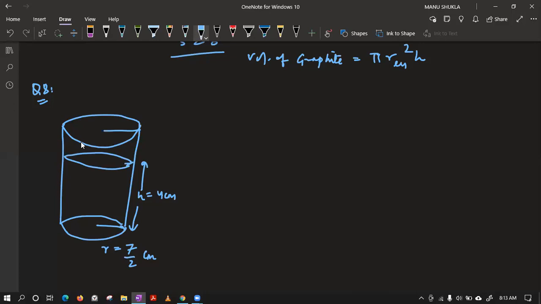Okay, this is for one patient. This volume of soup is for one patient, because the hospital has to serve 250 patients. So we have to find first the volume of soup, which will be equal to pi r square h. You can find it easily.